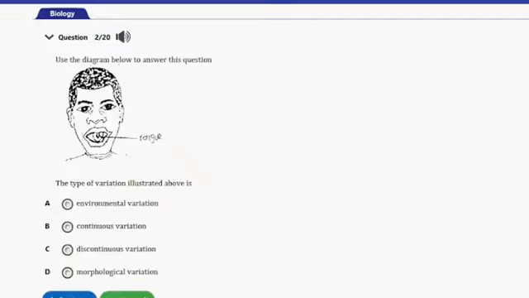That's question number 2 here. We have a diagram here to answer the question, and the question says, the type of variation illustrated above is A, environmental variation, B, continuous variation, C, discontinuous variation, and D, morphological variation. So guys, the answer to this question is option C here, and that's discontinuous variation. So let's go ahead and consider the next question, guys.